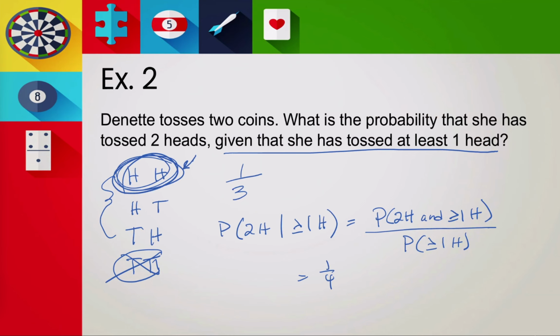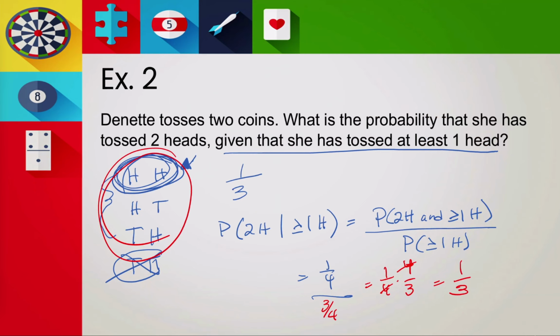Because in order to have 2 heads, you have to have at least 1 head. So, at least 1 head, having 2 heads is 1/4. The probability of having at least 1 head, you've got 3 options with at least 1 head. So 1/4 over 3/4 is 1/4 times 4/3 if we keep change flip, and that also gives us 1/3.